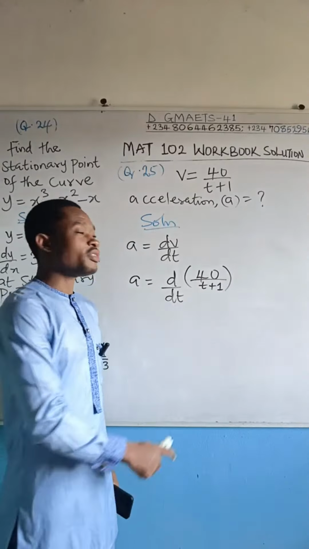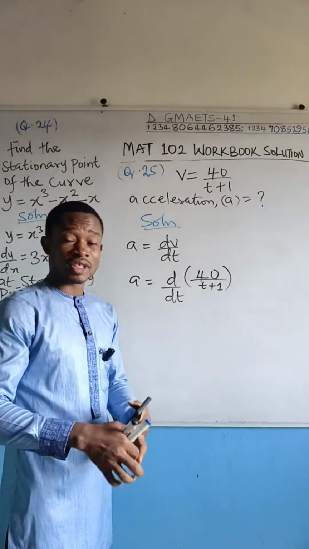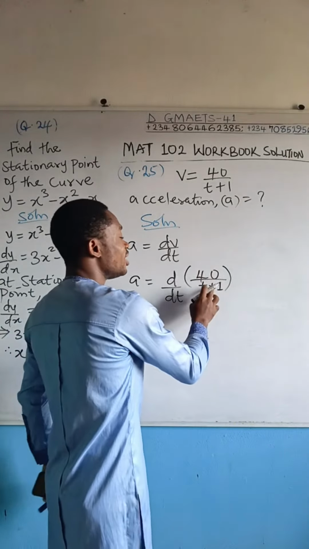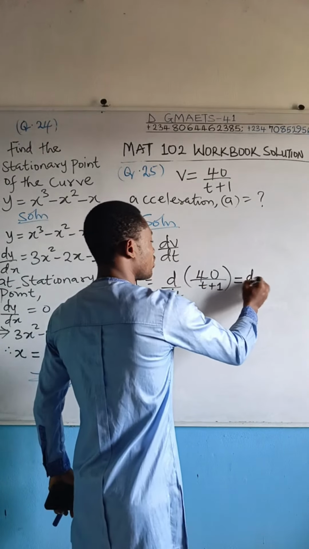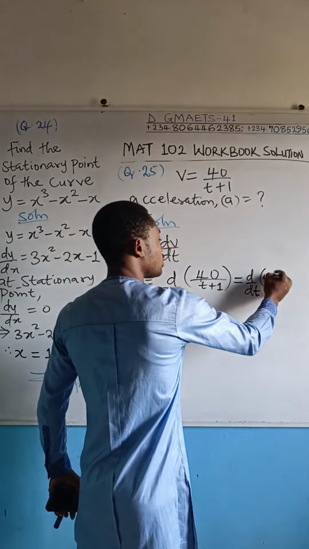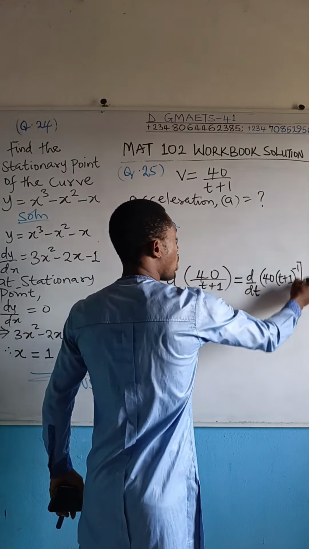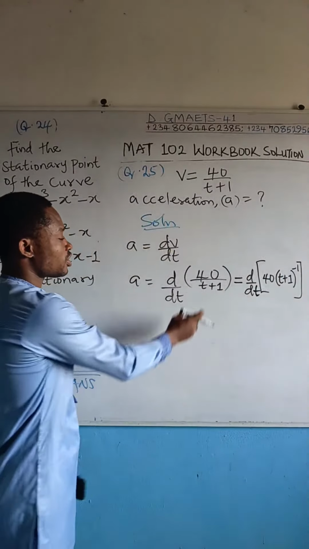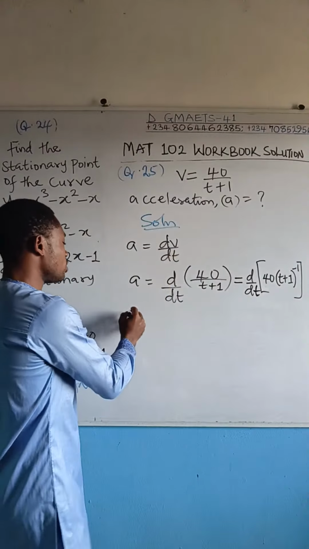Alternatively, you might solve this problem using standard derivative approach because that can also solve it. To achieve that, we have to rewrite this 40 over t plus 1. This is the same as differentiate with respect to time 40, open bracket t plus 1, raised to the power of minus 1. Just take t plus 1 up. It becomes raised to the power minus 1. So I want to use this to solve it.